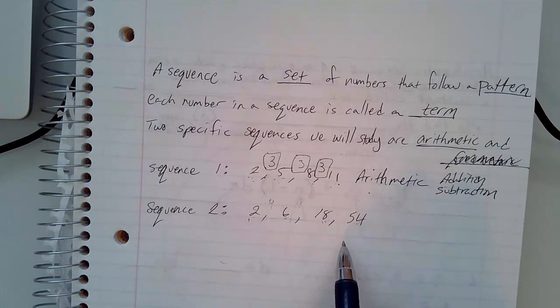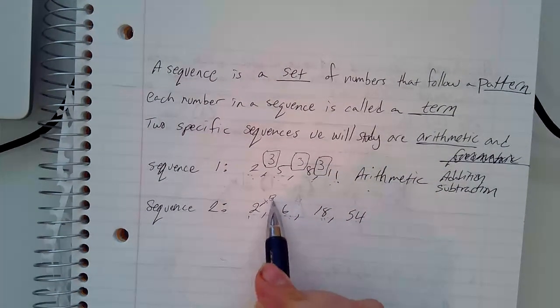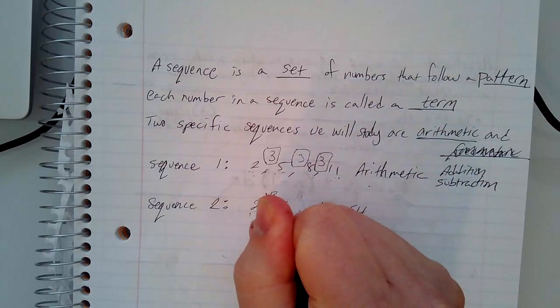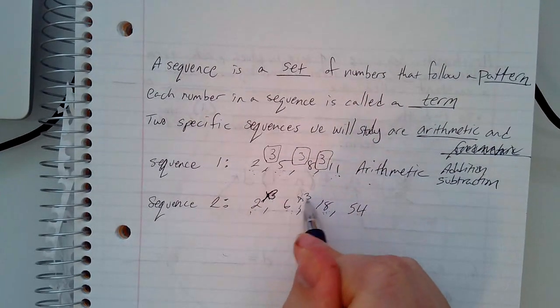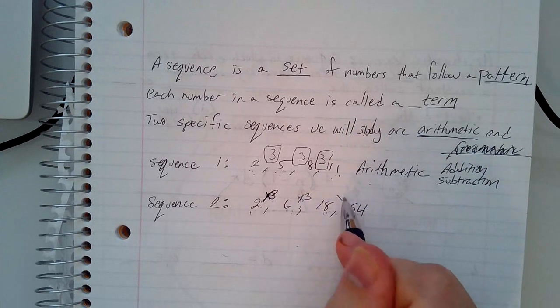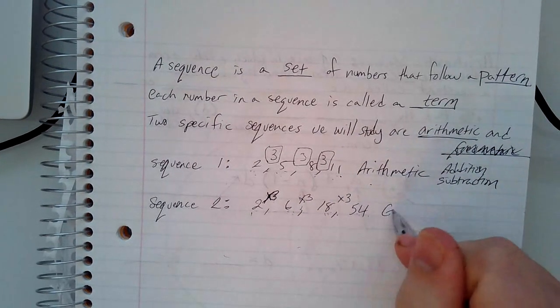The whole 2 plus 4 doesn't work for the third term, nor does it work for the fourth term. But we could do 2 times 3. 2 times 3 would give me 6, 6 times 3 would give me 18, and 18 times 3 would give me 54. So we would consider this one geometric.